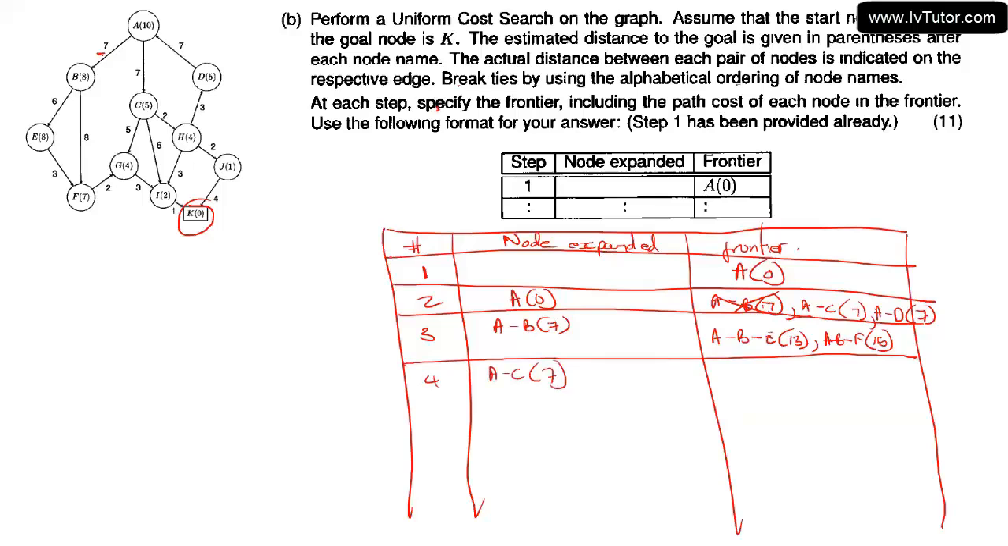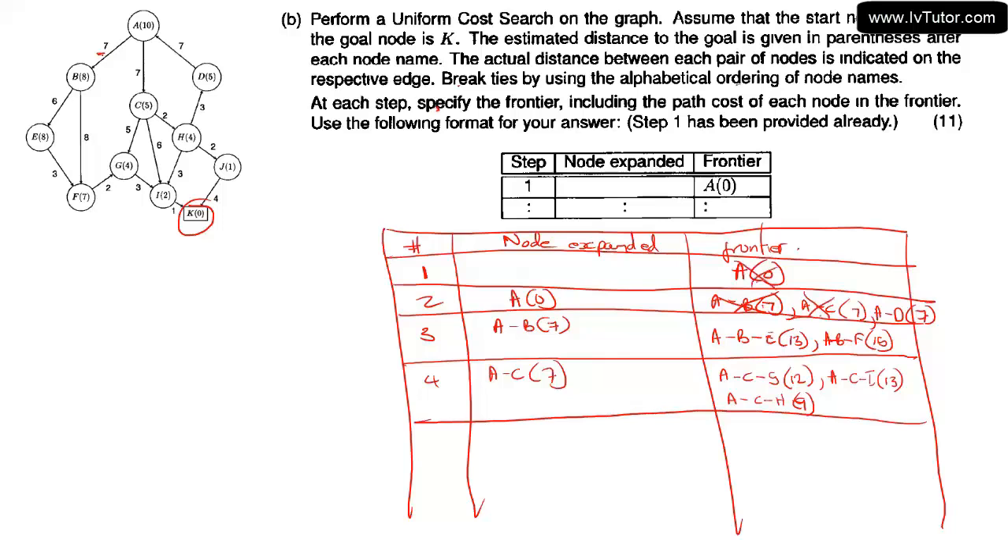If you expand C, we're going to have ACG, which is 7 plus 5, which is 12. We're also going to have ACI, which is going to have 7 plus 6, which is 13. And then we're also going to have ACH, which is going to give you 7 plus 2, which is 9. So AC is done.